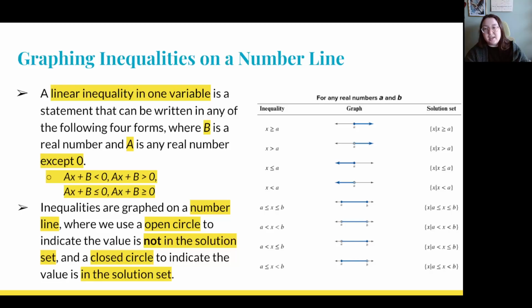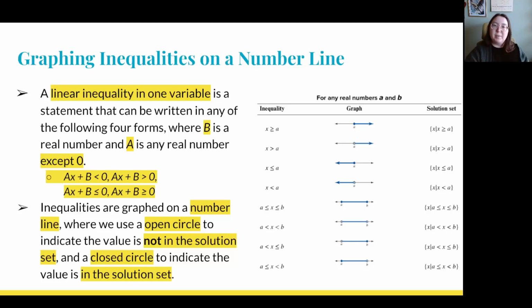Then we have A is less than X, which is less than or equal to B. So now B gets filled in because X is less than or equal to B, but A is not, so A does not get filled in. And then we have A less than or equal to X, which is less than B. So now A is included, but B is not included. And so A gets filled in and B does not.